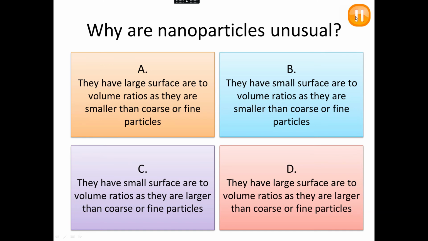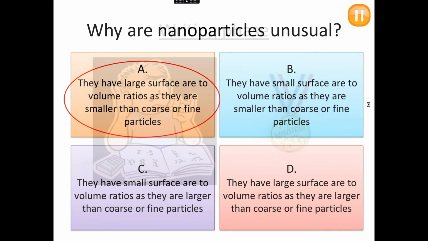Pause the video, work out your answers at A, B, C, or D. Here comes the answer. It is A. They have a large surface area to volume ratio, a bit of a typo there, apologies for that, as they are smaller than coarse or fine particles. If they are 10 times smaller, its surface area to volume ratio will be 10 times bigger. If they are 100 times smaller, its surface area to volume ratio will be 100 times bigger.